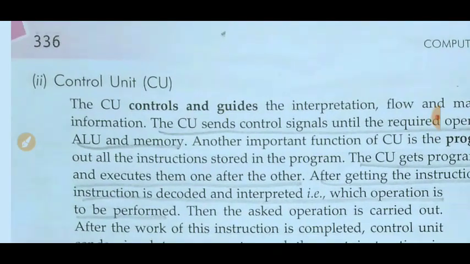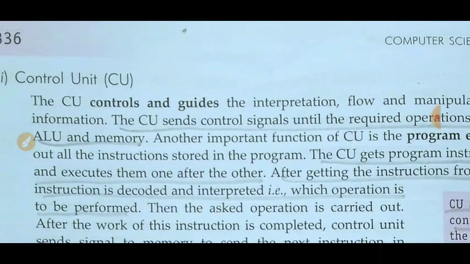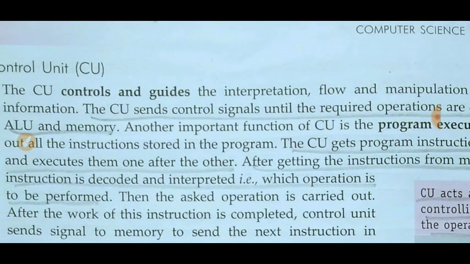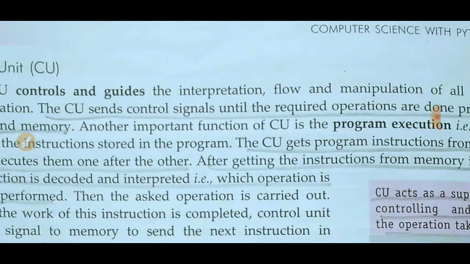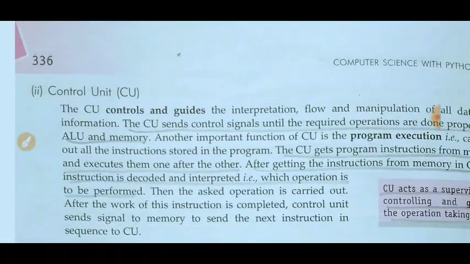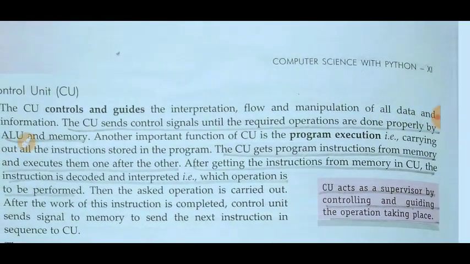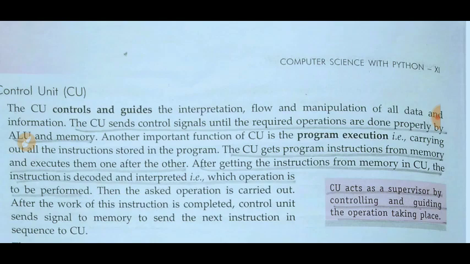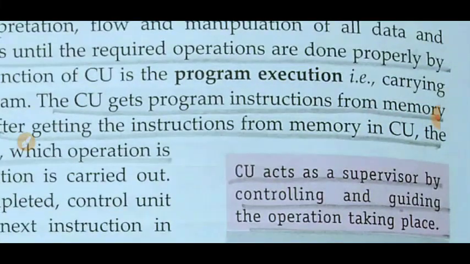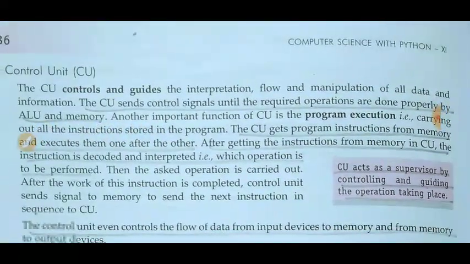Now CU means control unit. Everything is controlled by the control unit. The control unit sends control signals until the required operations are done properly by the ALU and memory. Now see this definition. The CU acts as a supervisor by controlling and guiding the operations taking place.